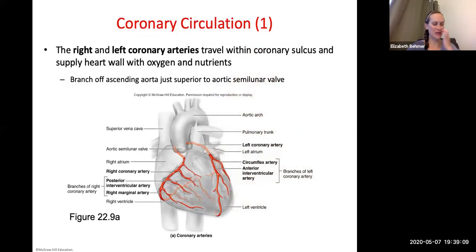Okay, so coronary circulation. Okay, I know we're not answering a lot of questions yet on your notes, but we'll get to them.